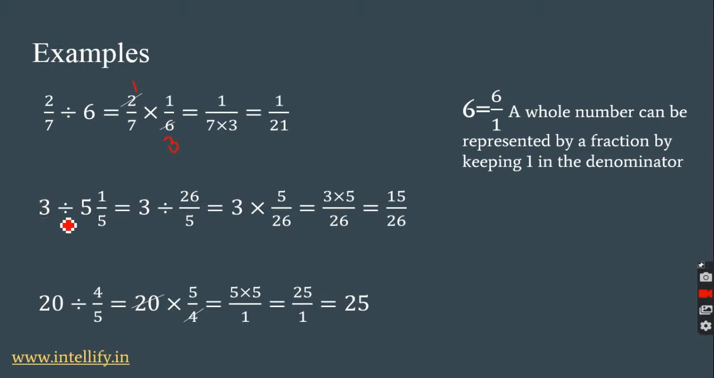Second example is 3 divided by 5 1 by 5. Let's convert this mixed fraction into an improper fraction. So 5 1 by 5 is 26 by 5. So 3 divided by 26 by 5.